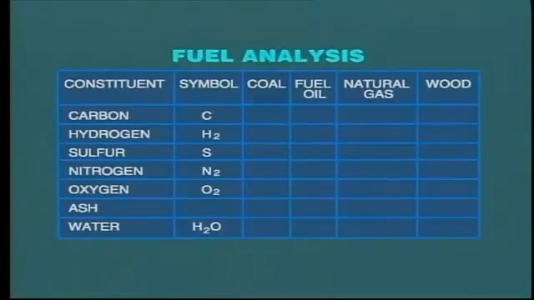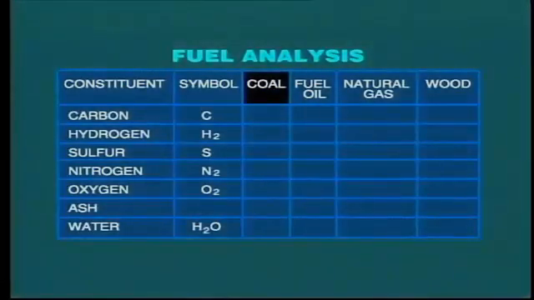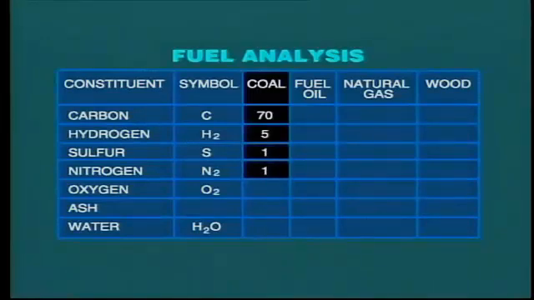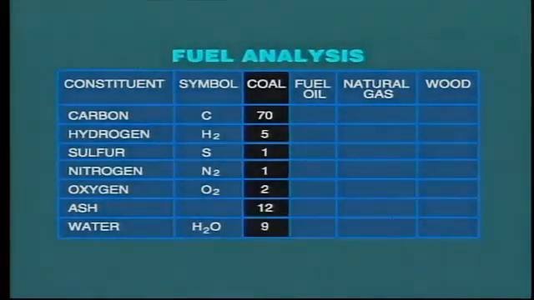A typical analysis of coal may indicate the following makeup: carbon 70%, hydrogen 5%, sulfur 1%, nitrogen 1%, oxygen 2%, ash 12%, and moisture 9%. Actually, the moisture content consists of two components, that is, the inherent moisture in the mined coal, plus the surface moisture, which is picked up in transport and in storage in the coal piles.